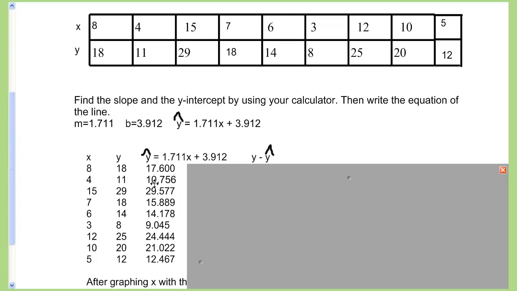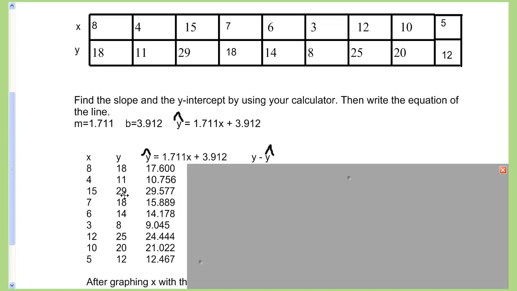Then you will take the equation again, and this time you're going to plug 4 in for x because you're using these x values. So one more time, I'm going to say 1.711 times 4, and when I multiply that, I get 6.844, and I'm going to add 3.912 to it, and that gives me the 10.756.